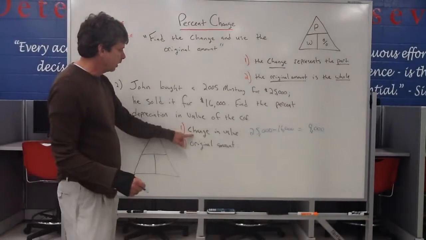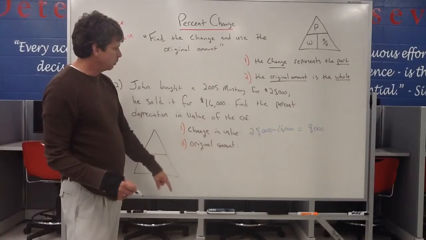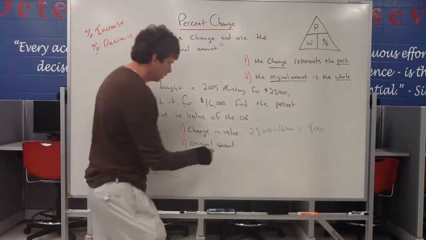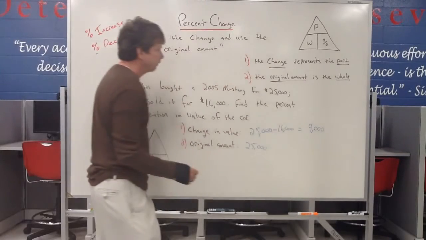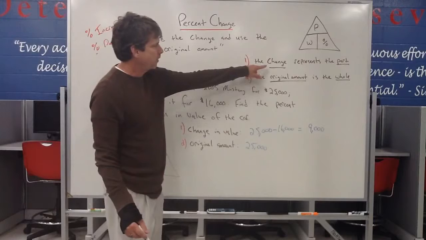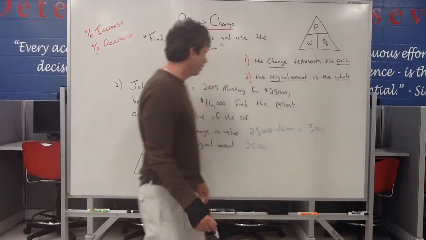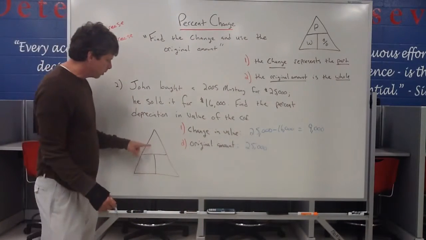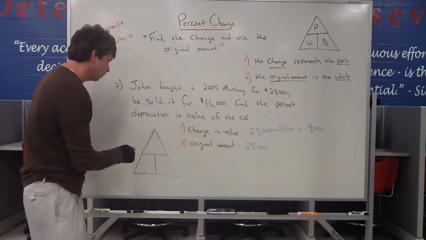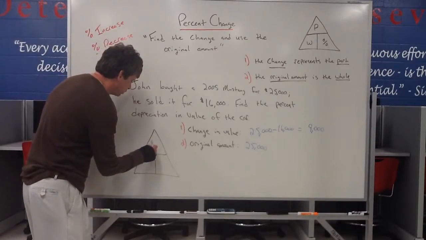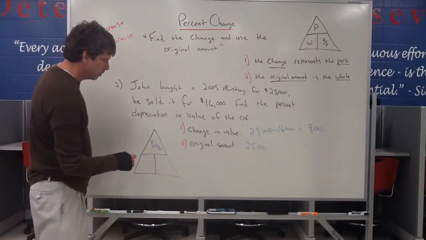The other thing I need to identify besides the change in value is the original amount. It actually depreciated from 25,000, so my original amount is the 25,000. I've identified the two critical parts. I found the change, which represents the part, and the original amount, which represents the whole. In my triangle model, remember the part, the whole, and the percent go in these spots. My part in this case was the depreciation, which is $9,000. The original amount is the $25,000.